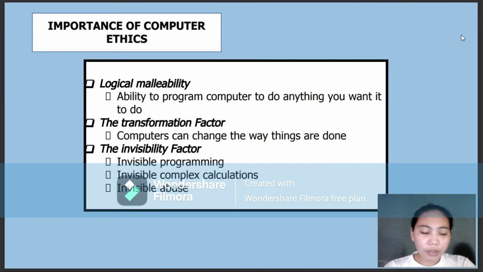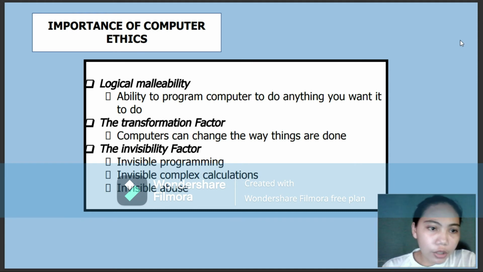The transformation factor. Computers can change the way things are done. This reason for concern over computer ethics is based on the fact that computers can drastically change the way we do things. We can see this transformation in firms of all types. A good example is electronic mail. Email does not simply provide another way to make a telephone call. It provides an entirely new means of communication.